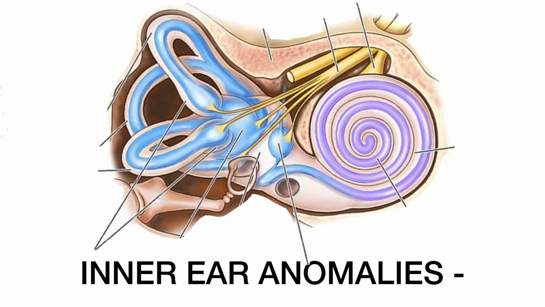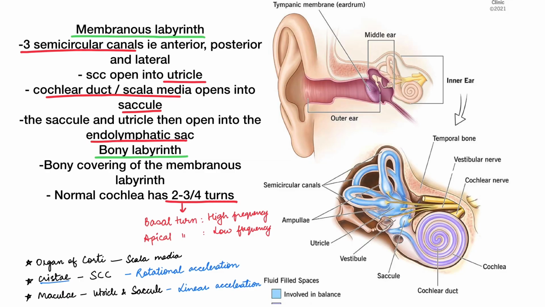Let's discuss some inner ear anomalies today. But before that, let's see the anatomy. So, the inner ear is divided into membranous and bony labyrinth. The membranous labyrinth has three semicircular canals, the anterior, the posterior, and the lateral.